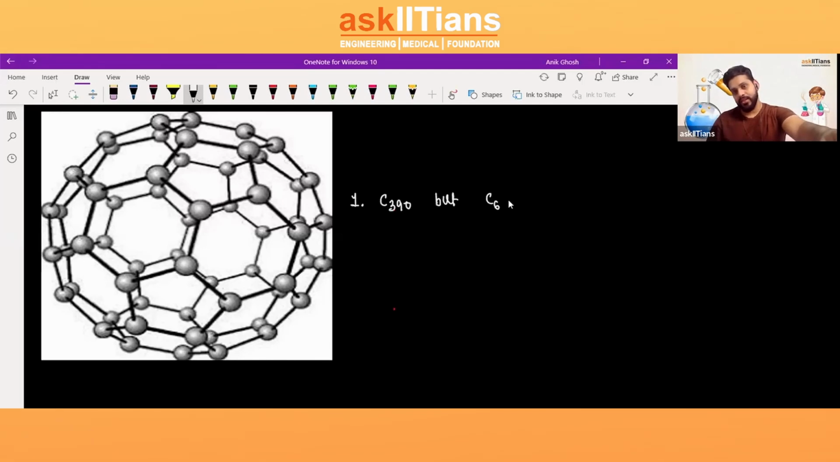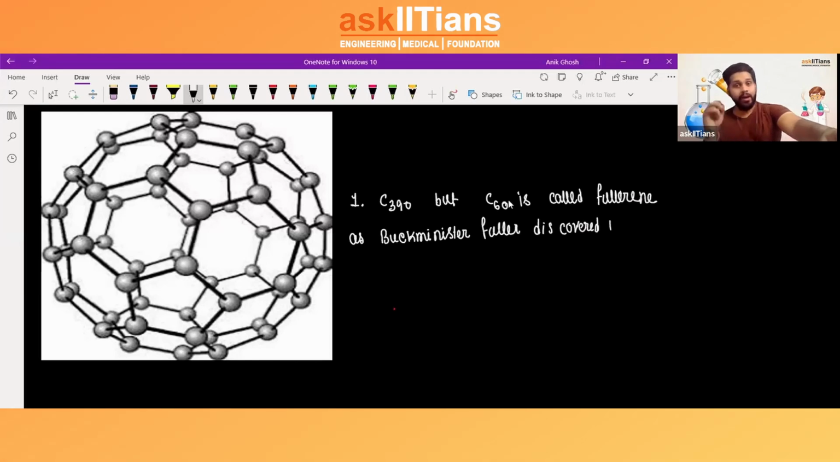But C60 is known as fullerene actually, as Buckminster Fuller discovered it. As Buckminster Fuller discovered C60, that's why that is also the only one which is called fullerene.